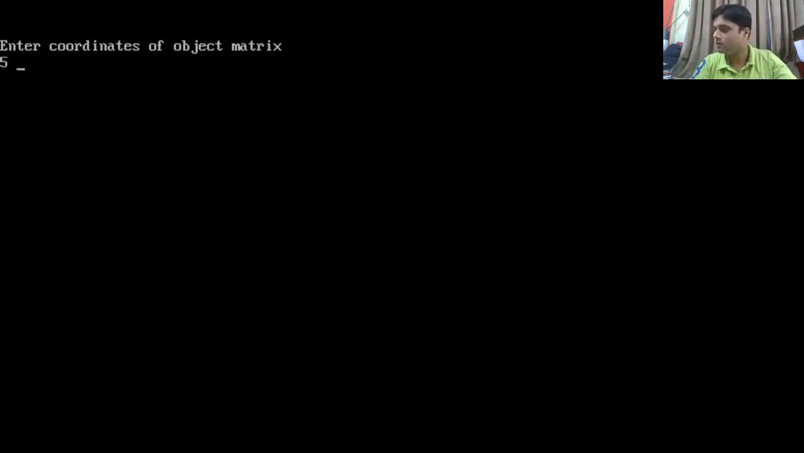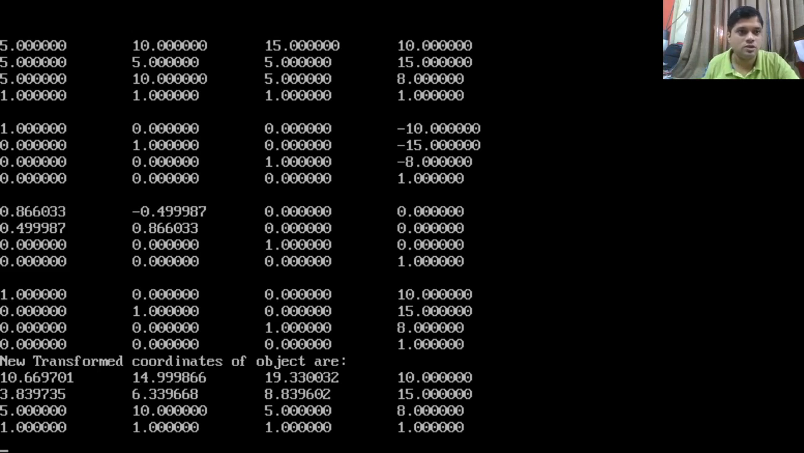So it is 5, 5, 5, 10, 5, 5, 10, 15, 5, 5, 10, 15, 8. As you can see over here, the first is the object matrix: 5, 5, 5, 1, 10, 5, 10, 1, 15, 5, 5, 1, 10, 15, 8, 1. Then the second matrix is the back translation matrix, since we want to rotate the tetrahedron about the z axis, keeping point S fixed. So S we are taking to the origin.